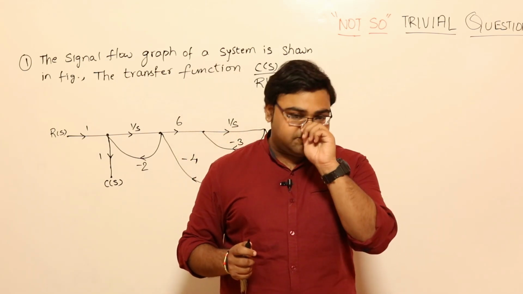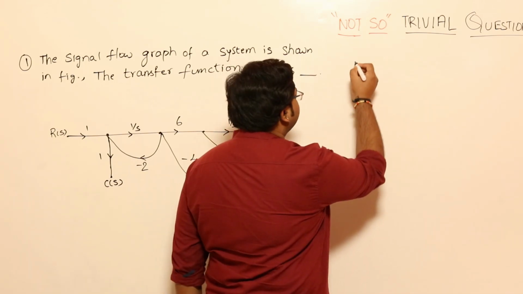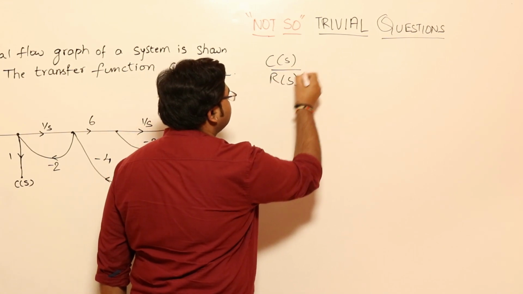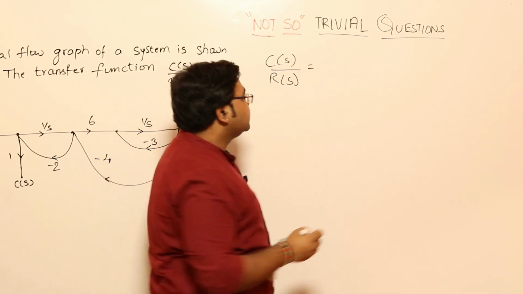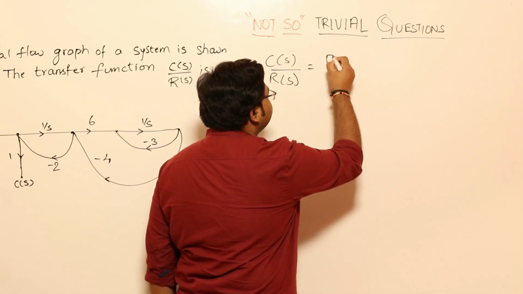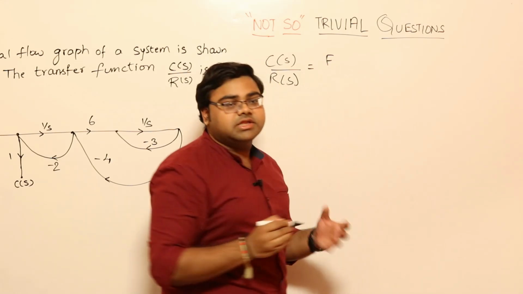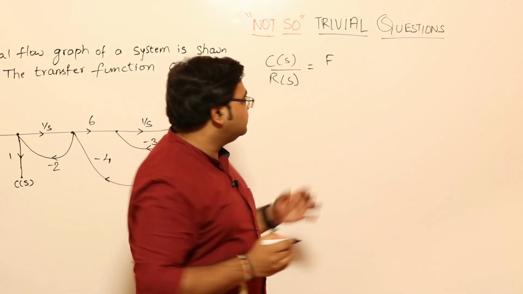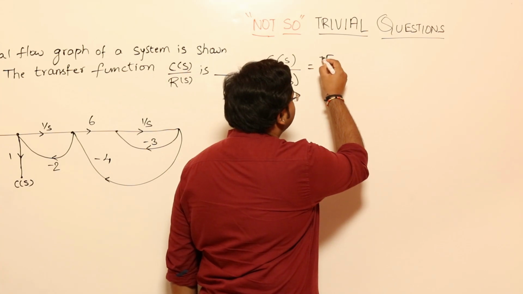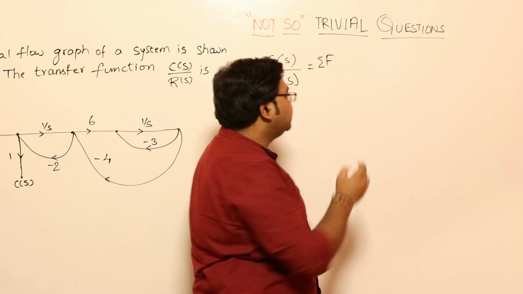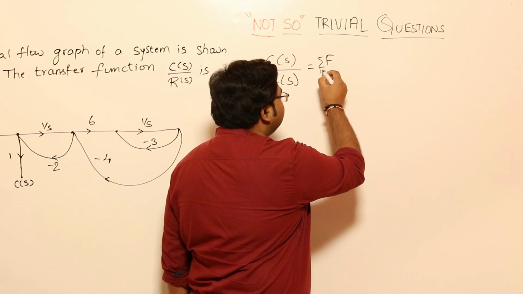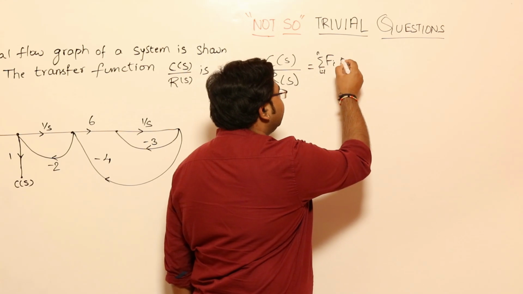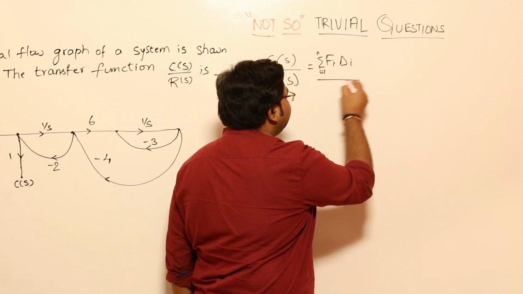According to Mason's gain formula, if you want to find the transfer function C of S by R of S, the formula is feed forward gain. Let us say there are F1, F2, F3, all of these are feed forward path gains. So you will write it in this pattern: sigma, summed over i, say 1 to whatever number of feed forward paths there are, Fi into delta i divided by delta.